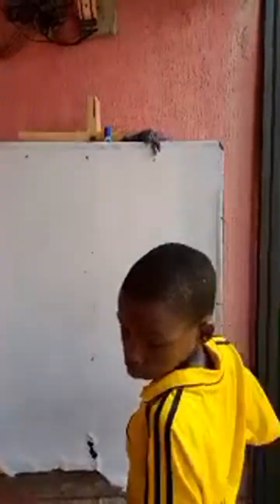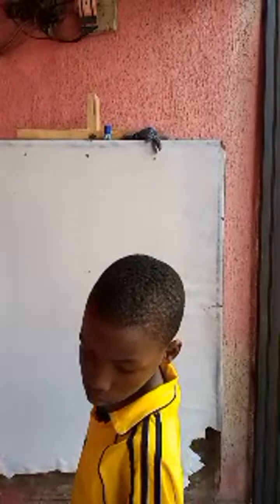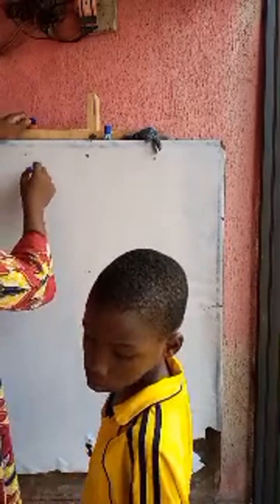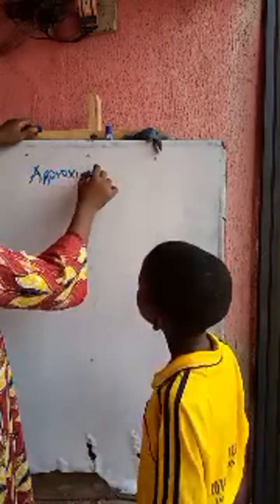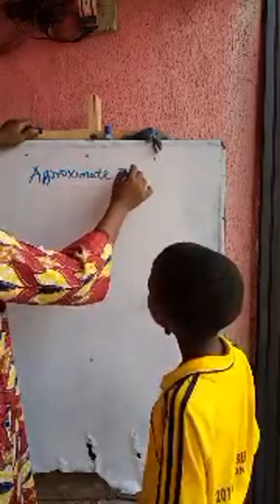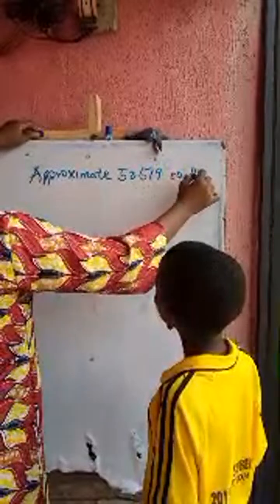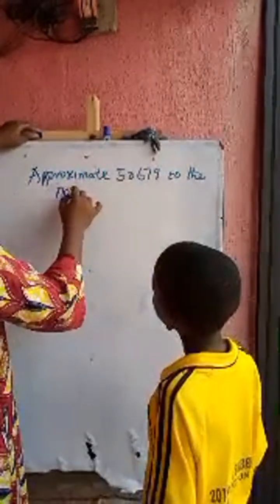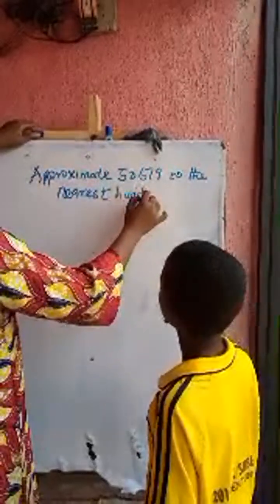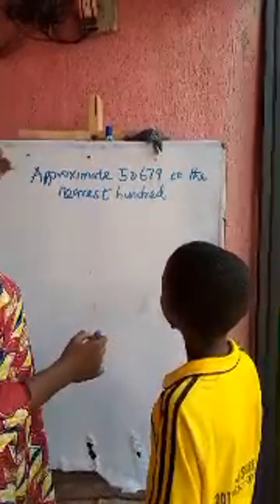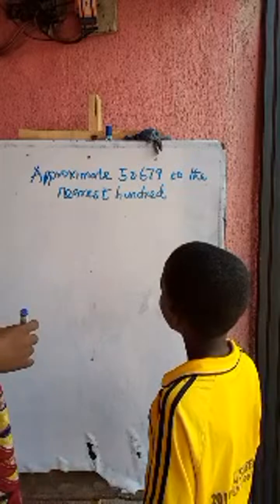Right. Our next question is: approximate 50,679 to the nearest hundred. Approximate 50,679 to the nearest hundred. Jared, can you do this for us? To the nearest hundred.